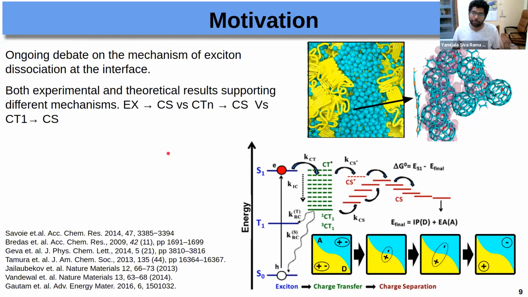However, there are both experimental and theoretical results supporting different kinds of mechanisms for the formation of the charge separated state. Some of them include the direct exciton, where the exciton will be directly converted into the charge separated state, or they can form the hot CT states. These are like vibrationally excited states, and from there it can form the dissociation state and so on and so forth. So in order to resolve this debate, one needs a non-adiabatic dynamics method which can help to exactly pinpoint the exact mechanism.